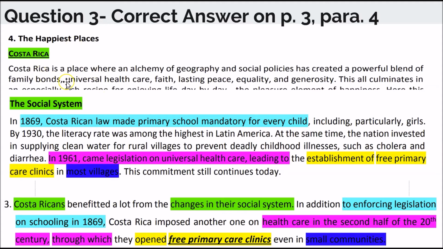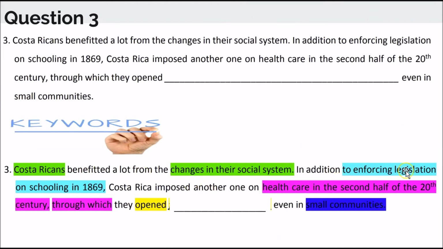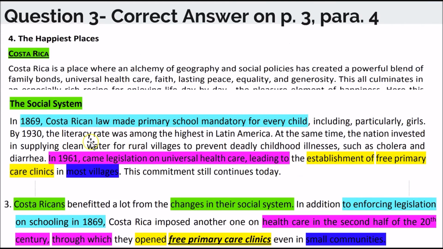And after the Costa Rica paragraph comes this subtitle, "The Social System." Well, we need to go here because throughout the question, we talked about legislation, schooling, healthcare, these kinds of concepts, right? So this all takes us to this title, social system here. And when you look at the comparison between the keywords and the actual text, you will see a perfect match.